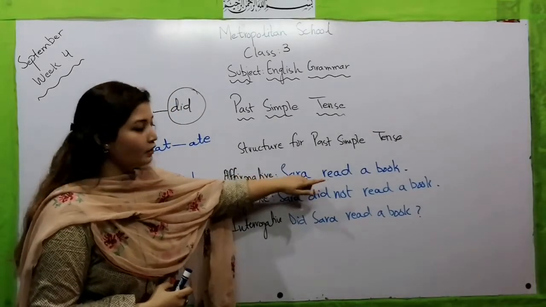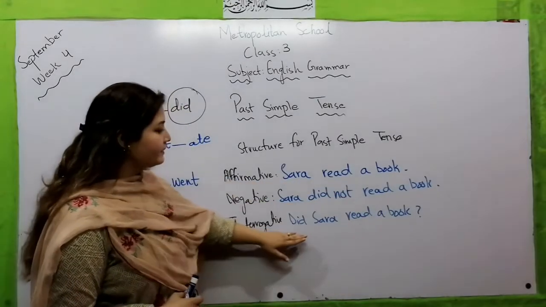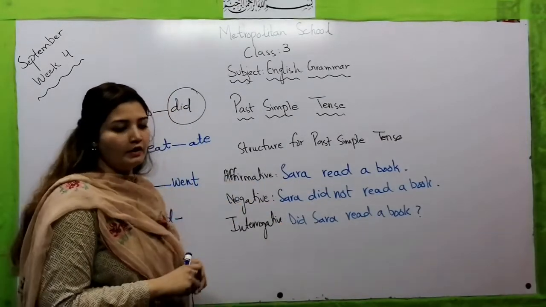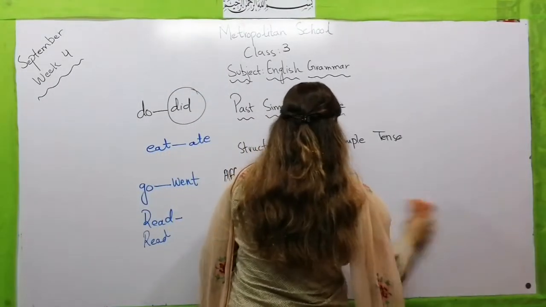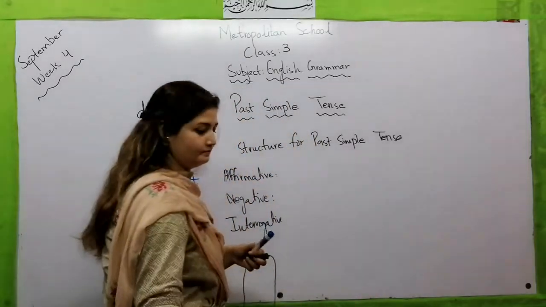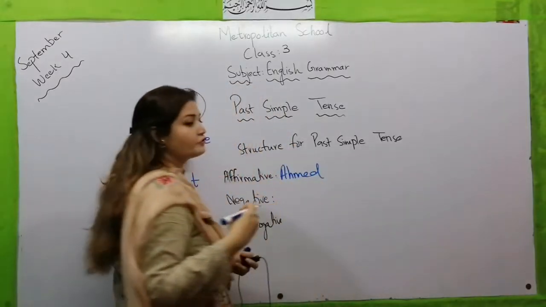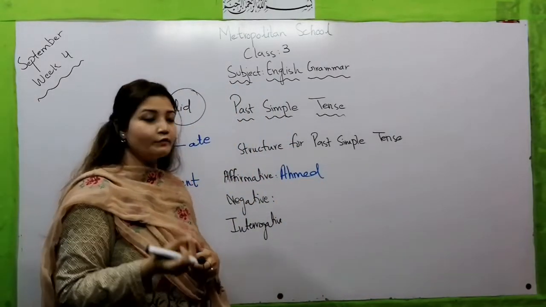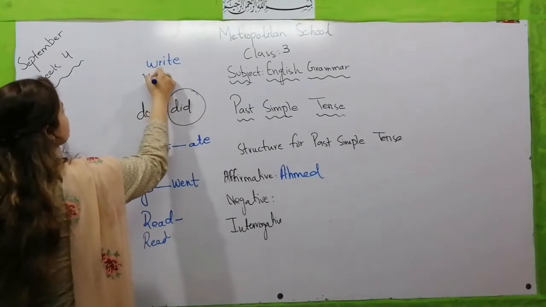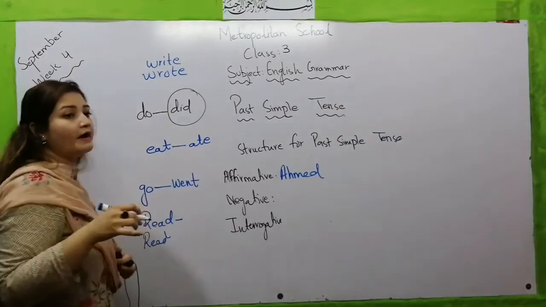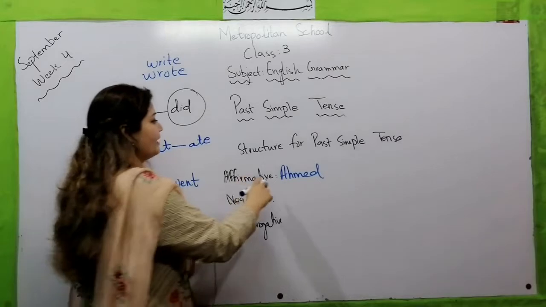Sarah read a book, according to the second form of verb. Sarah did not read a book. Did Sarah read a book? Now let's move towards the next translation, which is Ahmad ने खत लिखा. Ahmad, when we are talking about this word likha, what we will write is write, and the second form of this write is wrote. You must memorize the forms of verb to make the sentences easier.